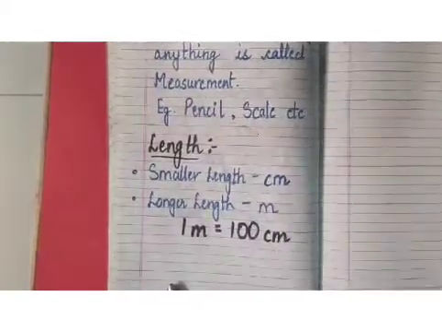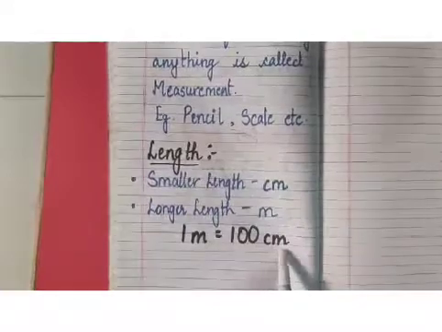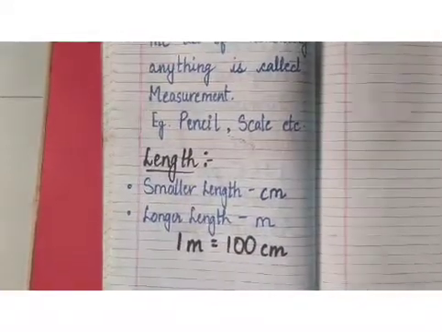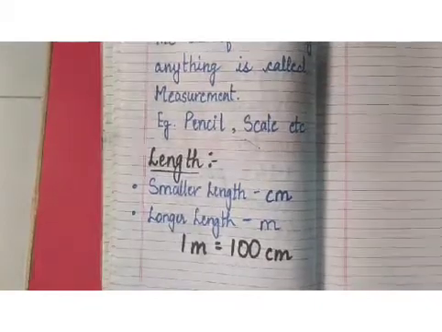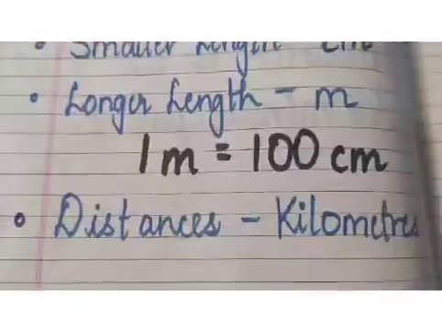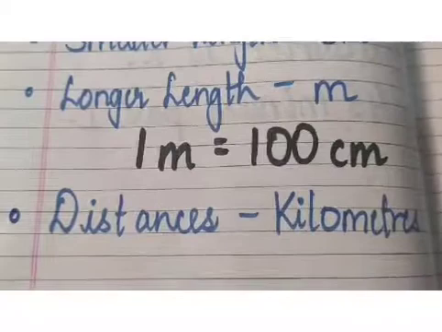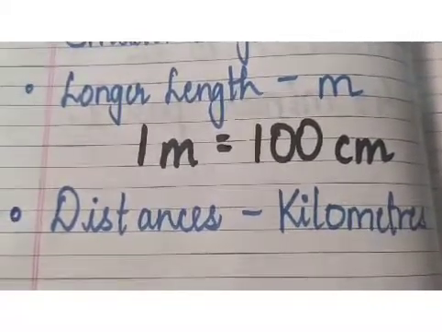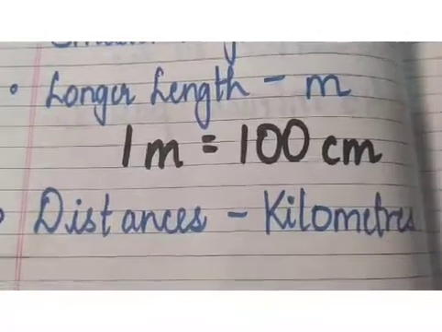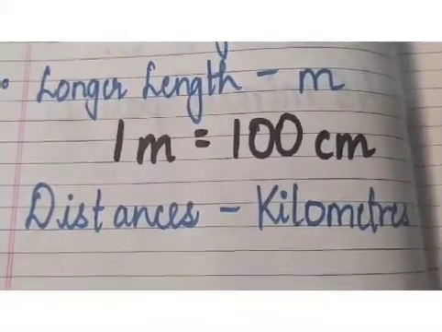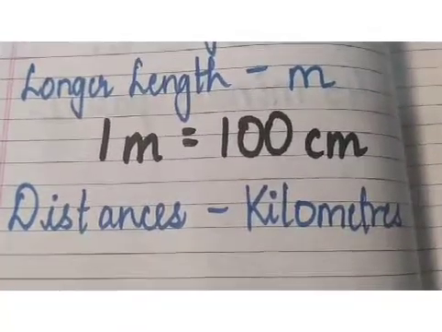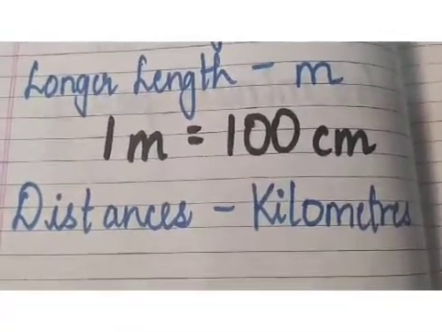Same way, 2 meter is equal to 200 centimeter. 3 meter is equal to 300 centimeter. So on, we can count for all the values. Now distances are measured in kilometer. Suppose we have to go from one place to another, we'll measure the distance in kilometer. Or very long lengths are measured in kilometers.